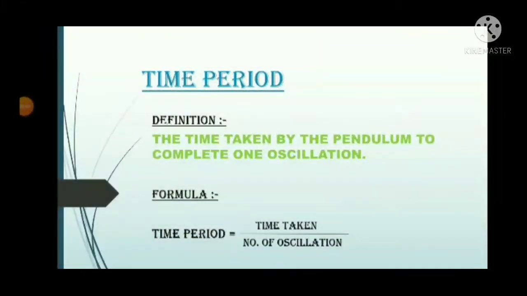So now our next topic is time period. So let's understand about time period. What is the time period? The time taken by the pendulum to complete one oscillation is called the time period. Now we will talk about the formula. The formula of time period is time taken upon number of oscillations.